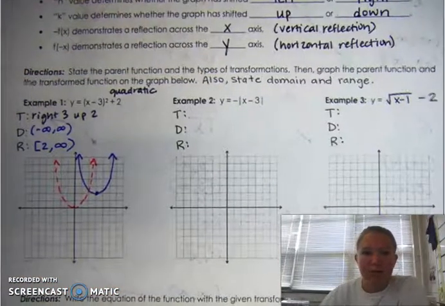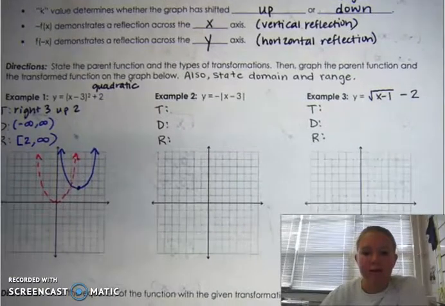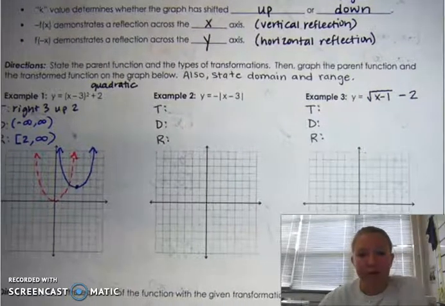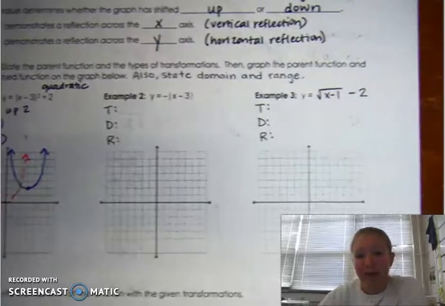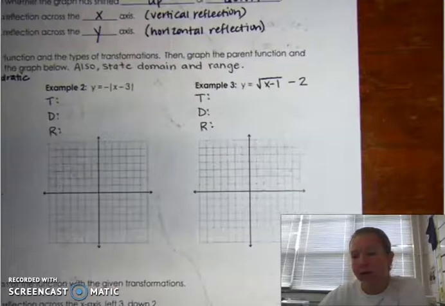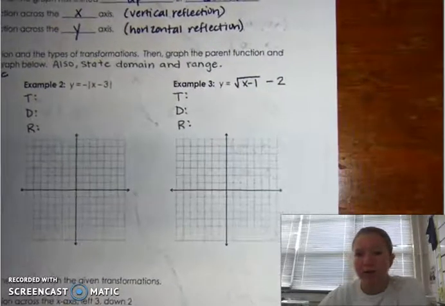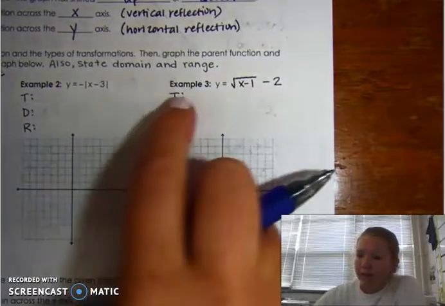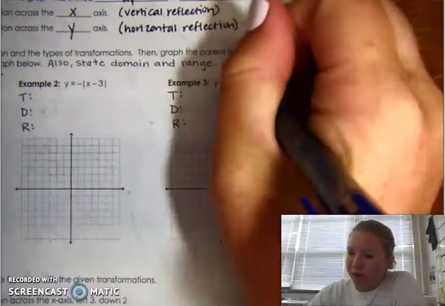I'm going to skip example 2 for now because that was demonstrated in your last video on absolute value. So take a minute and practice that. It will be completed on the answer key for these notes. And then this last function is a square root function.